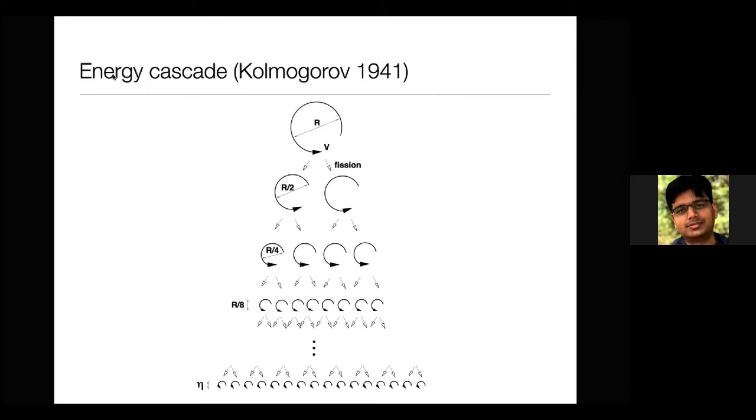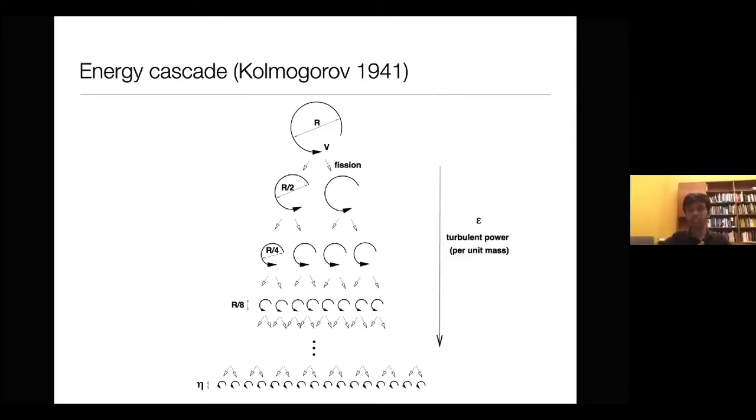And for this notion of the energy cascade, the key thing is to realize that what is conserved in a statistically stationary state across these different sizes is what Kolmogorov denoted with the symbol epsilon, which is the turbulent power, or the turbulent kinetic energy per unit time per unit mass. So epsilon is the quantity that is conserved across the different scales of the cascade, injected at the larger scales and dissipated at the smaller scales.